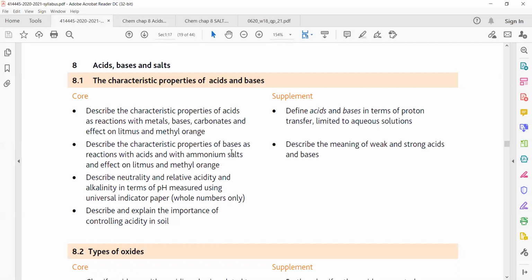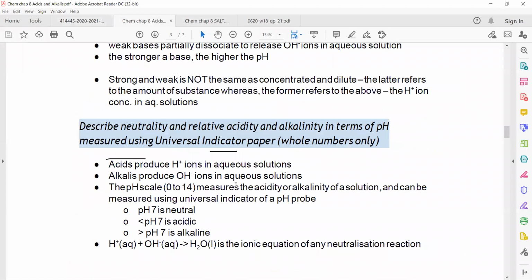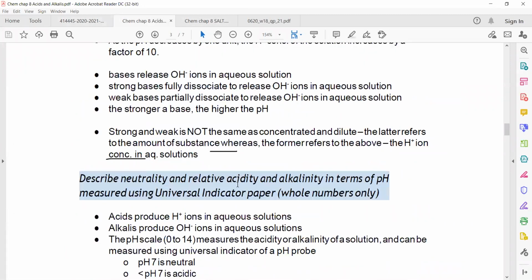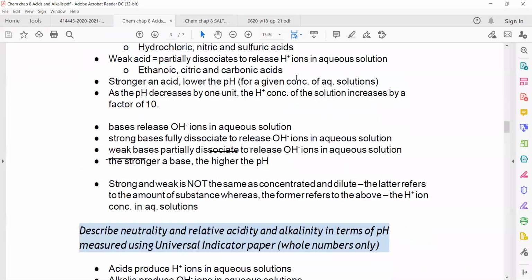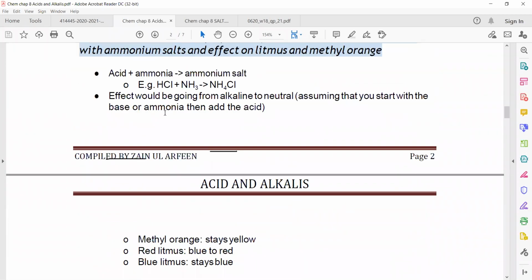Describe the characteristic properties of a base as reaction with acid and with ammonium salt, and effect on litmus and methyl orange. When bases, or alkalis, react with acid, it results in the formation of salt and water. An acid-base reaction is also called a neutralization reaction. And what is the effect on ammonium salt? What will happen when we add a base?